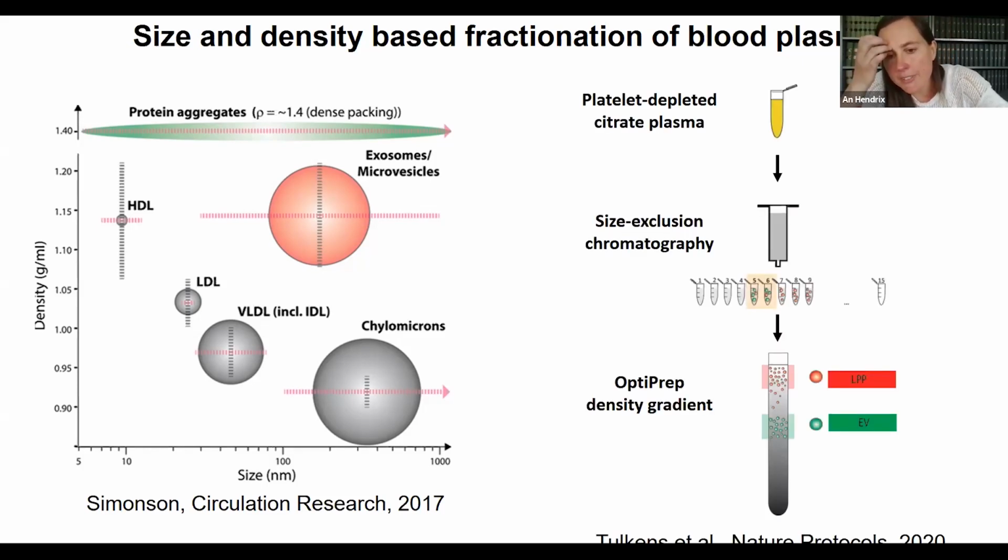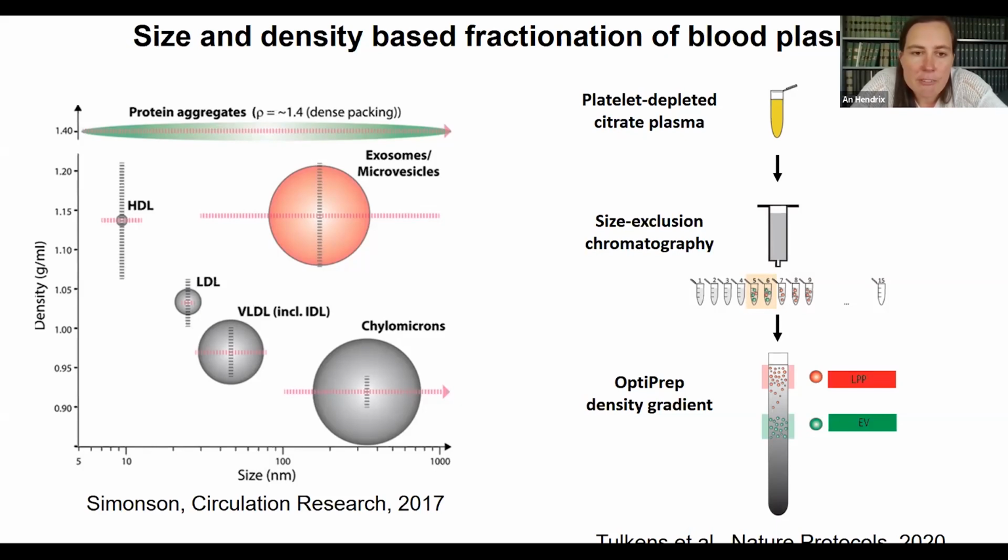procedure for extracellular vesicles. So what we implement is that we start from 2 ml of platelet-depleted citrate plasma. We load this plasma on a size exclusion chromatography column, and we collect the fractions that contain the extracellular vesicles. We refer to this fraction as the crude extract. The crude extract is in a second phase loaded on top of an OptiPrep density gradient. This density gradient is centrifuged 18 hours at 100,000 G. And what will happen is that the different extracellular vesicle particles will flow to their respective buoyant density.